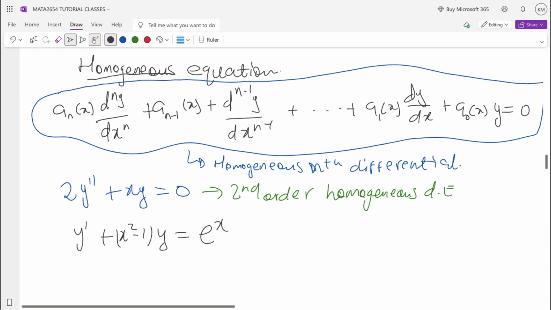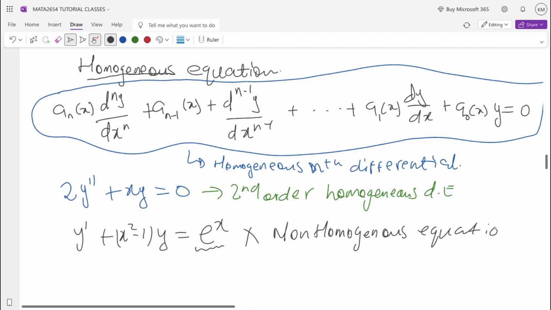Remember what I said: this is the standard form of a homogeneous differential equation. It has to equal 0. In this case, it is equal to a function, e to the x. Because of that, this one is no longer a homogeneous equation. If it is not a homogeneous equation, then we say it is a non-homogeneous equation.